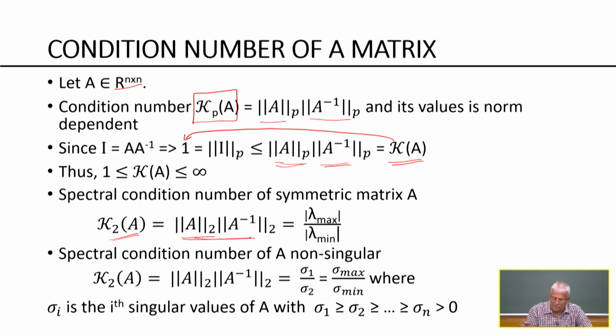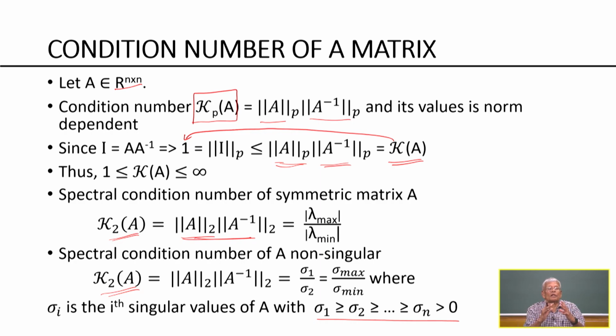That's for a symmetric matrix. For a general non-singular matrix, the condition number is essentially the ratio of the maximum singular value by the minimum singular value. The ith singular values are given by this. You already know that, right? Singular values are the square roots of the eigenvalues of A transpose A.